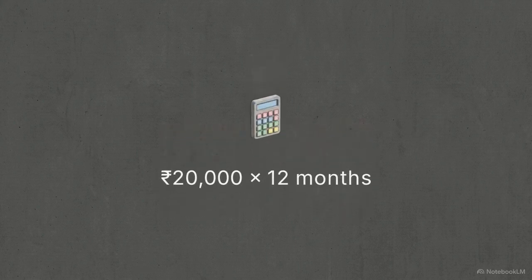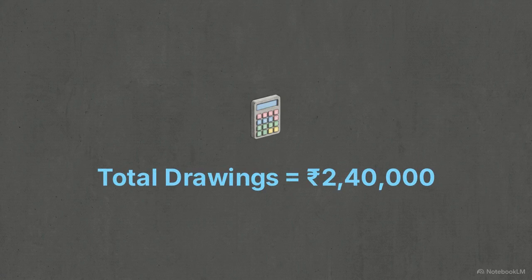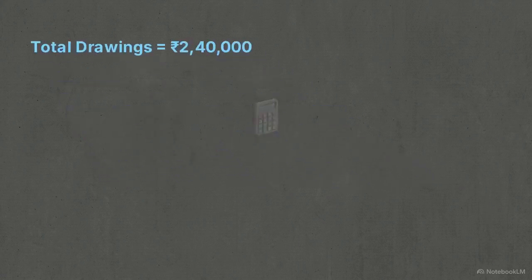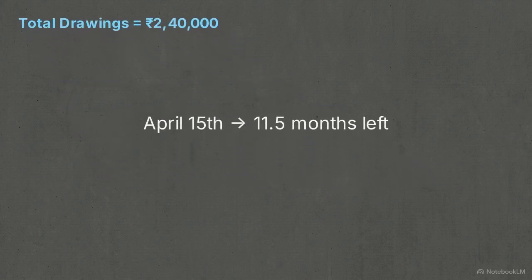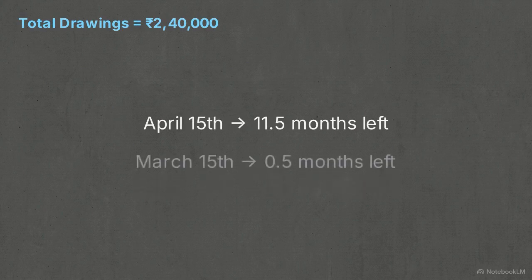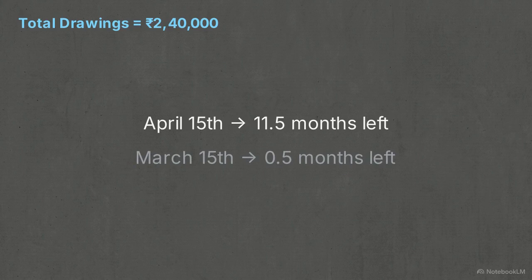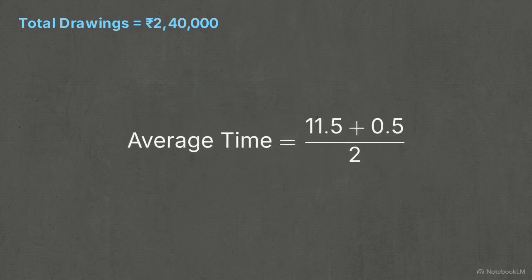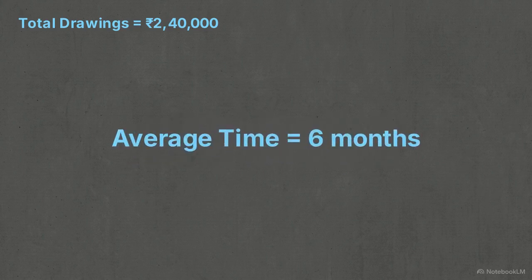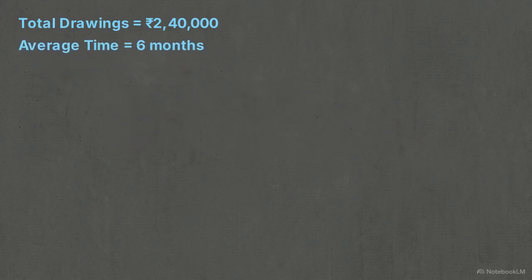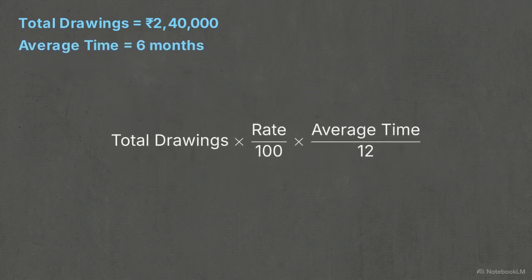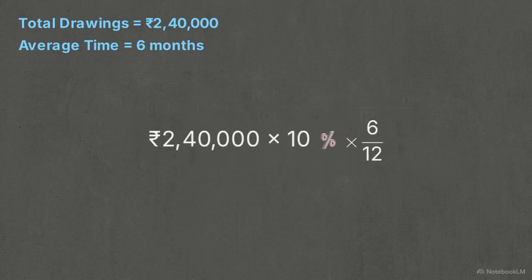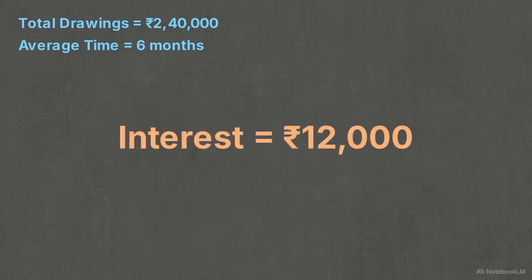First, we find our total drawings by multiplying the 20,000 rupee monthly withdrawal by 12, giving us 2,40,000 rupees. Next, we apply the average time logic. A withdrawal on April 15th leaves 11.5 months remaining. The final withdrawal on March 15th leaves 0.5 months. 11.5 plus 0.5 divided by 2 gives us an average time of exactly 6. Now we populate the formula. 2,40,000 multiplied by 10% multiplied by 6/12. The result is 12,000 rupees.